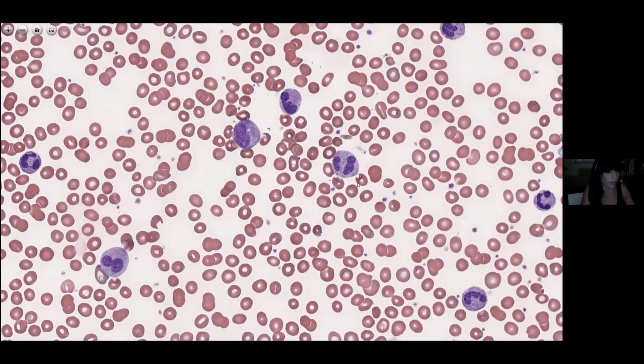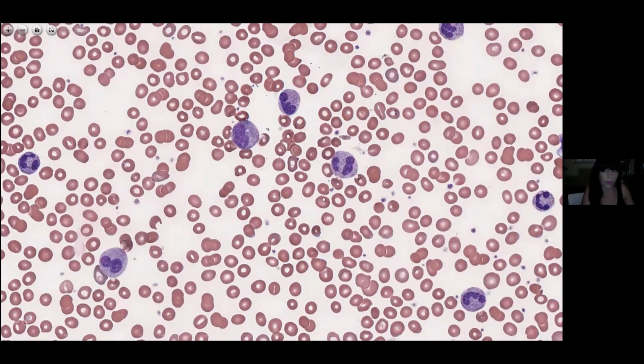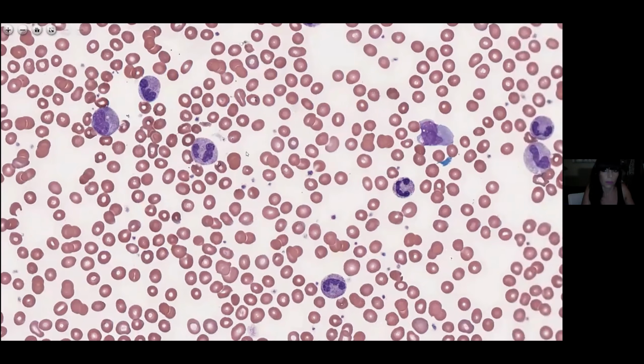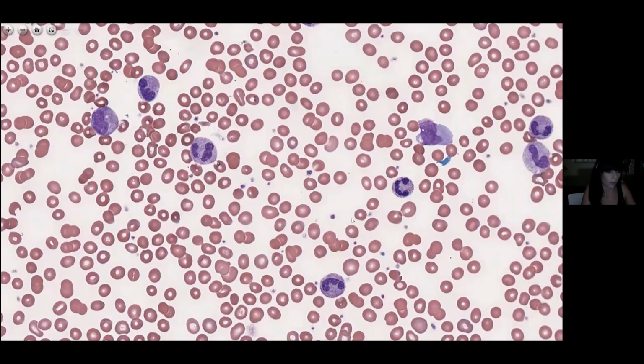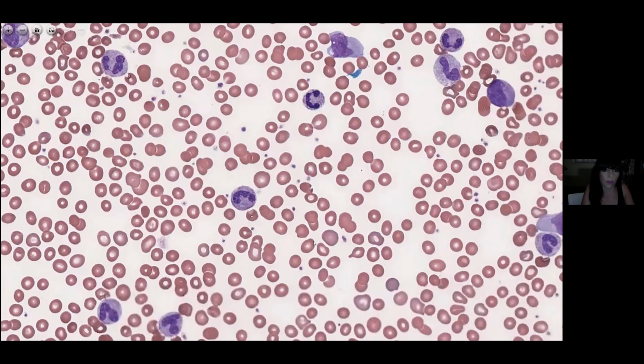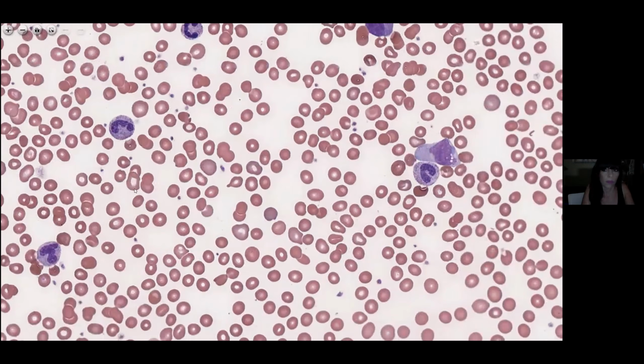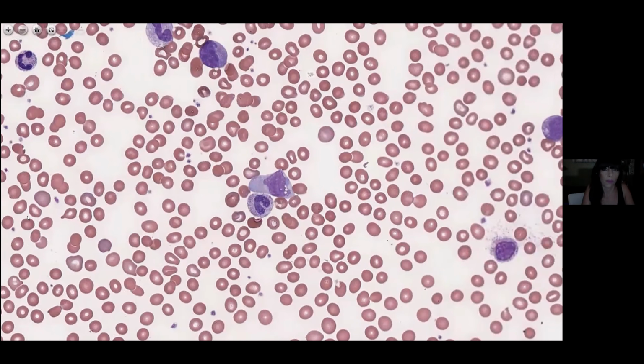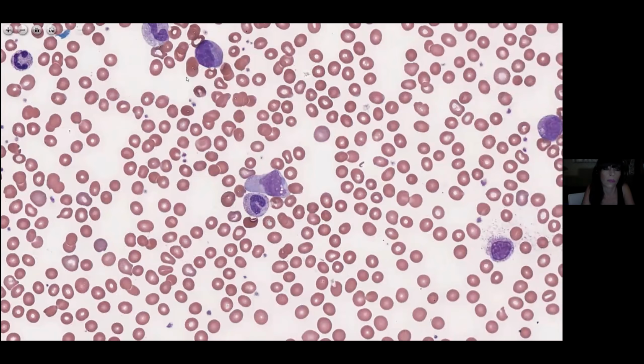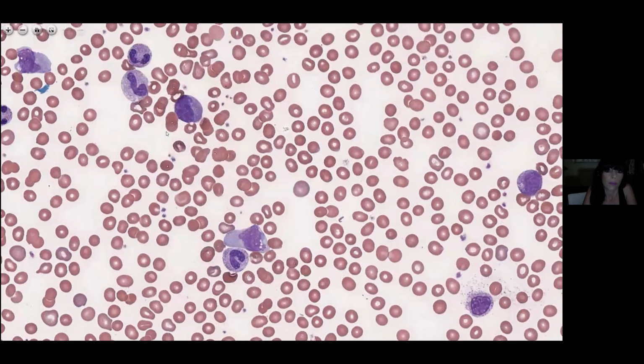Sam, sorry to interject. The question is coming up about whether this could be CMML. I think you've already answered this question in the previous case, but I think it's worth just going over as to, could this be CMML? What are the features that suggest that it isn't or could be?